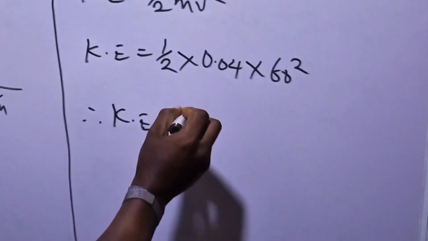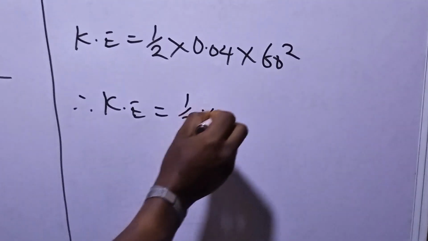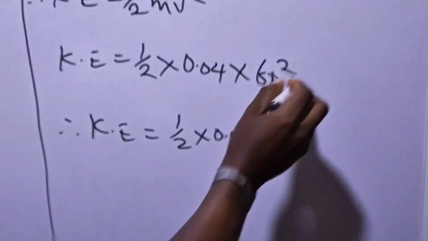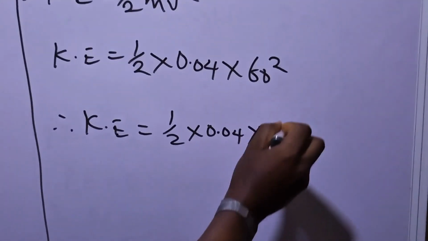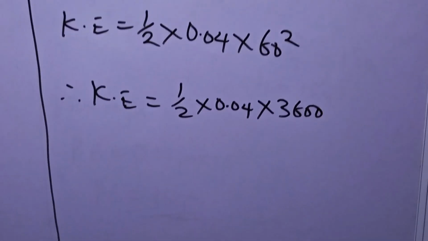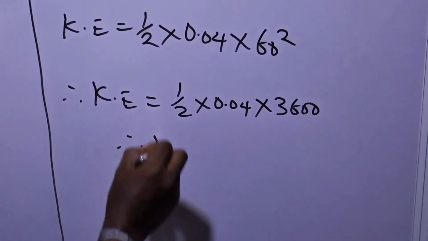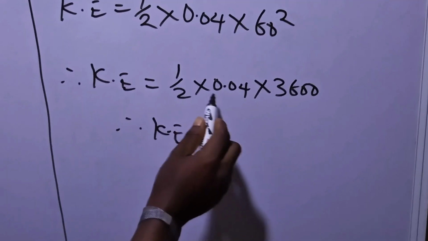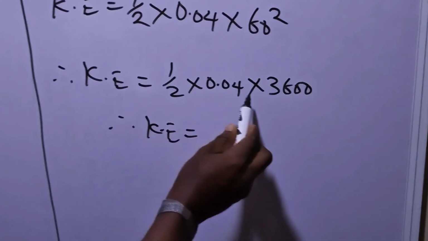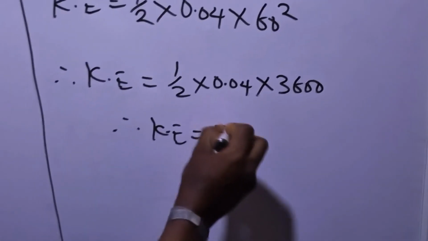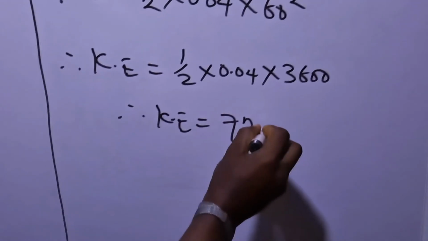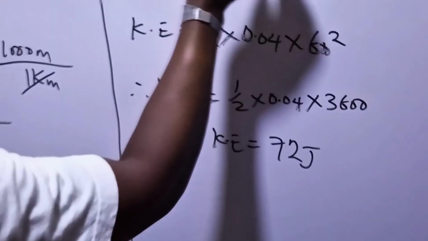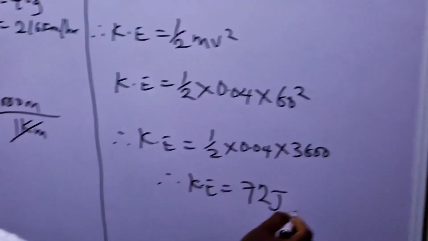Let's just break it down. You have 1 over 2 times 0.04 times 60 square. 60 square is 60 times 60, which is equal to 3600. Therefore, kinetic energy equals 1 over 2 multiplied by 0.04 and by 3600. You are going to have 72 joules. Therefore, the kinetic energy here is 72 joules.